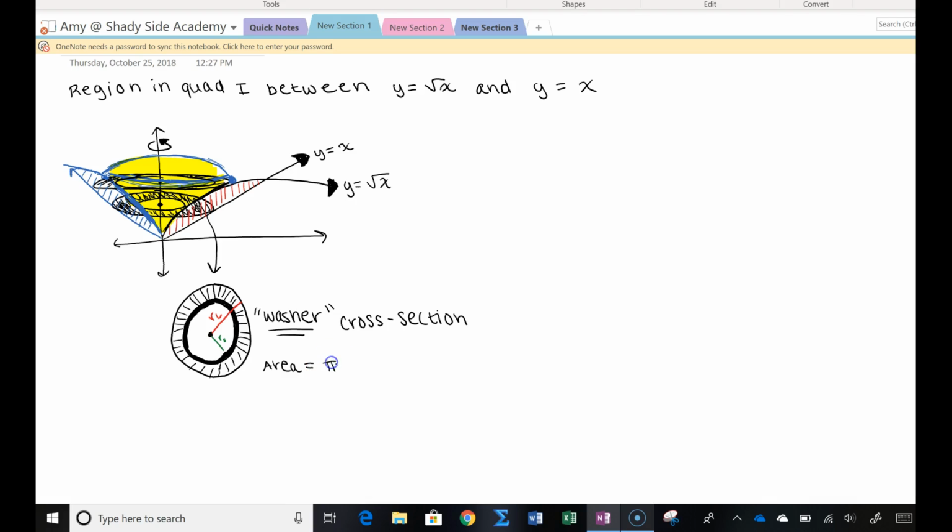What I wrote here was, you agree, the area here is just pi r sub L squared minus pi r sub S squared.